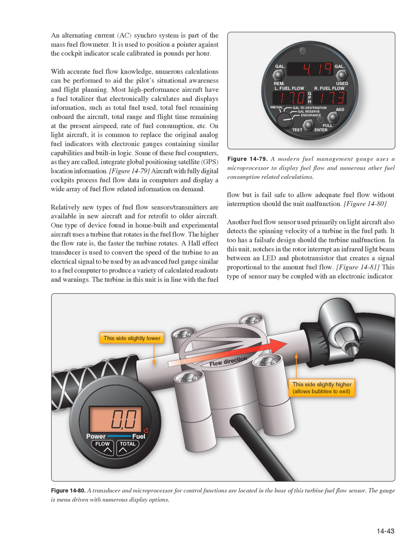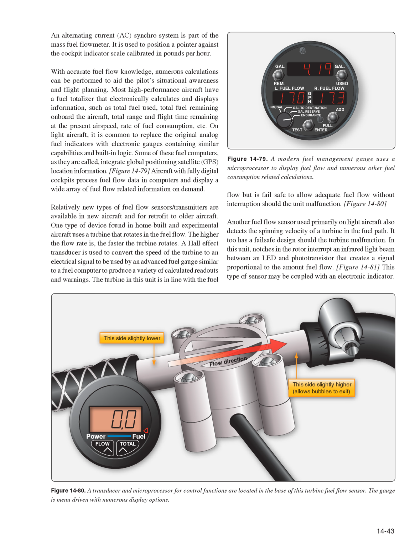On light aircraft, it is common to replace the original analog fuel indicators with electronic gauges containing similar capabilities and built-in logic. Some of these fuel computers, as they are called, integrate global positioning satellite (GPS) location information. Figure 1479. Aircraft with fully digital cockpits process fuel flow data in computers and display a wide array of fuel flow related information on demand.